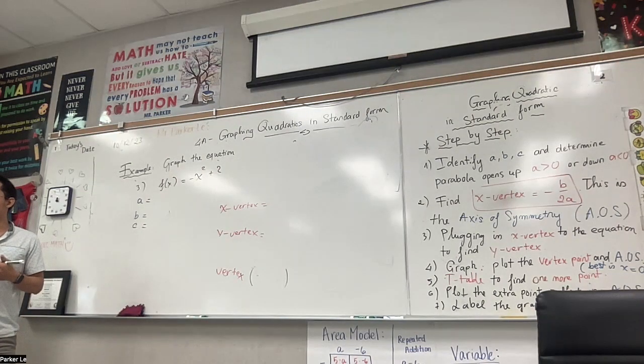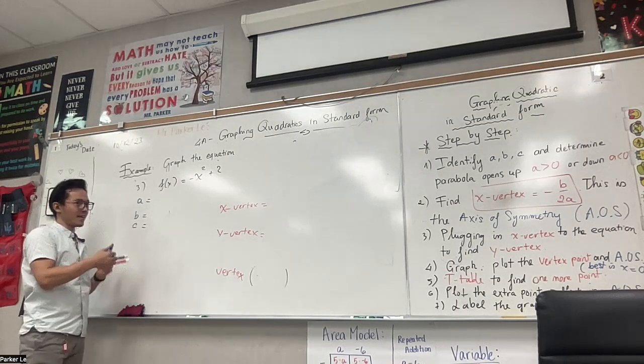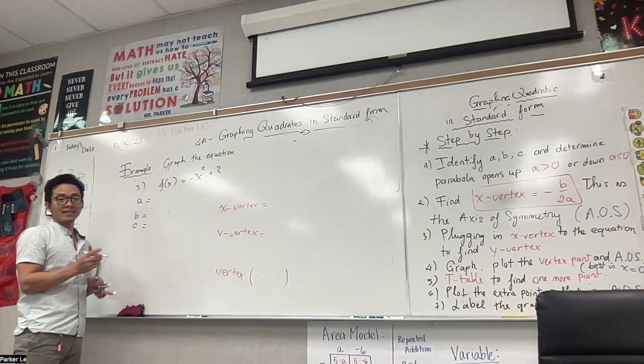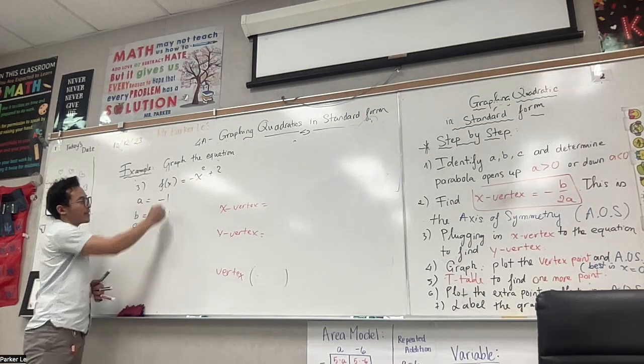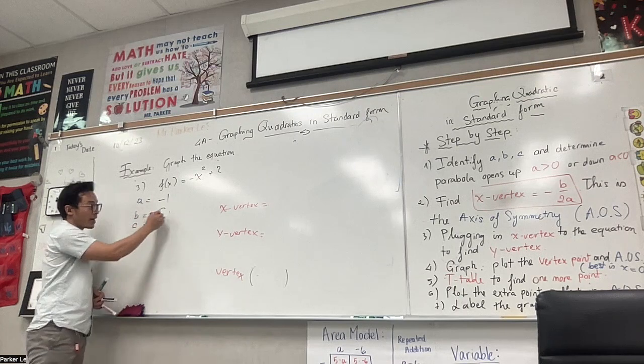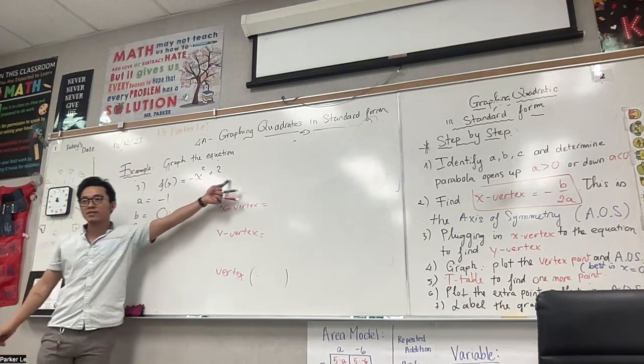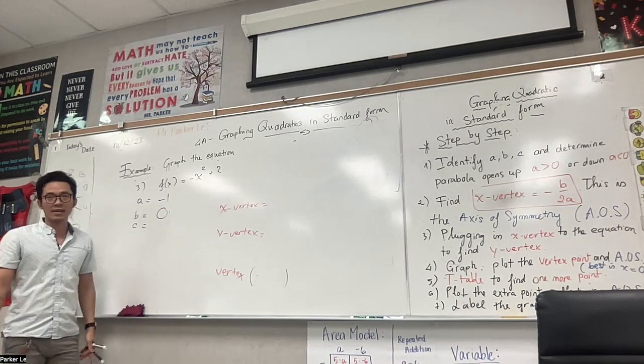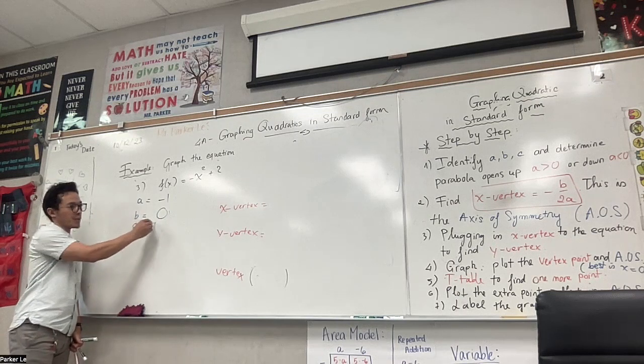Who doesn't have any point today? A is -1. B is 0. There's no x right here, and no x means it is 0. C is 2.